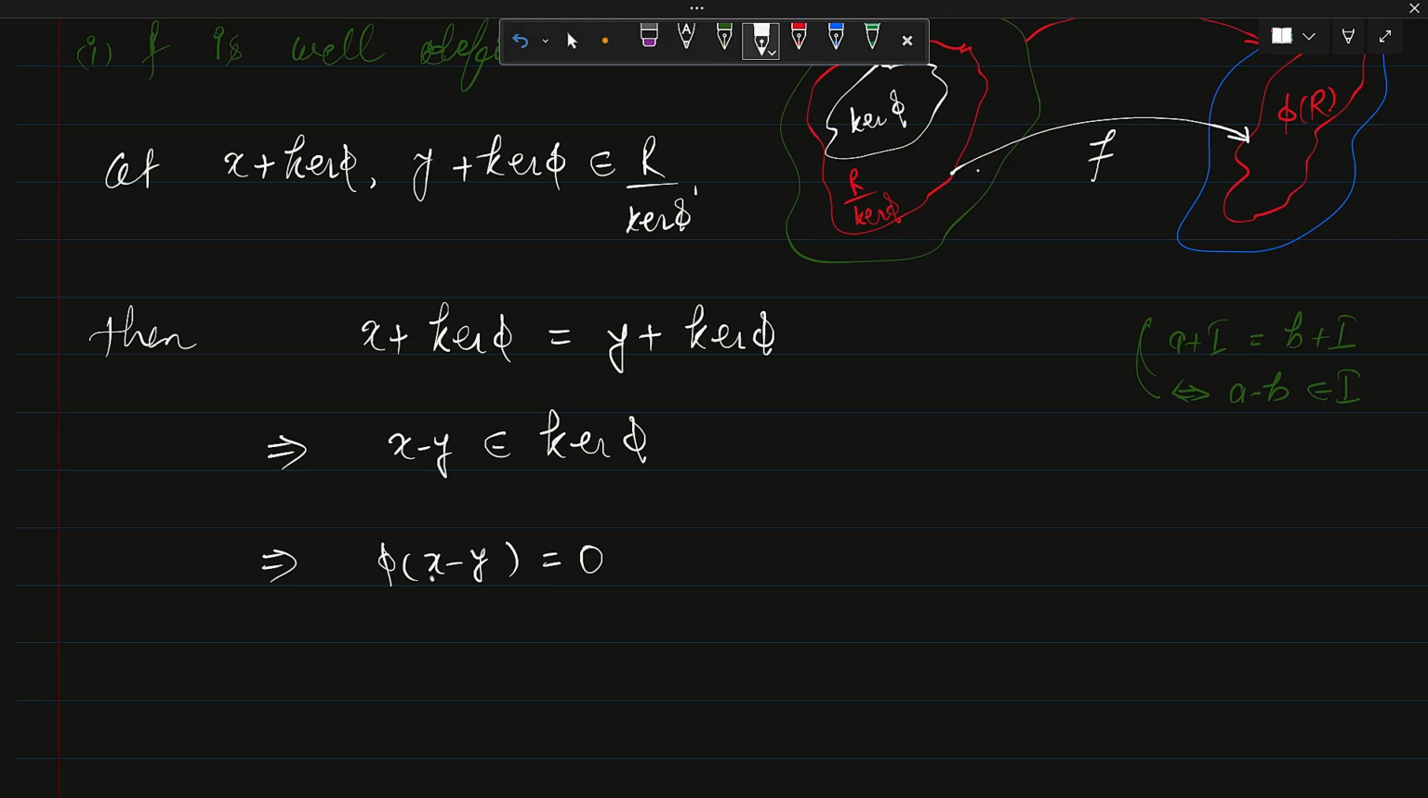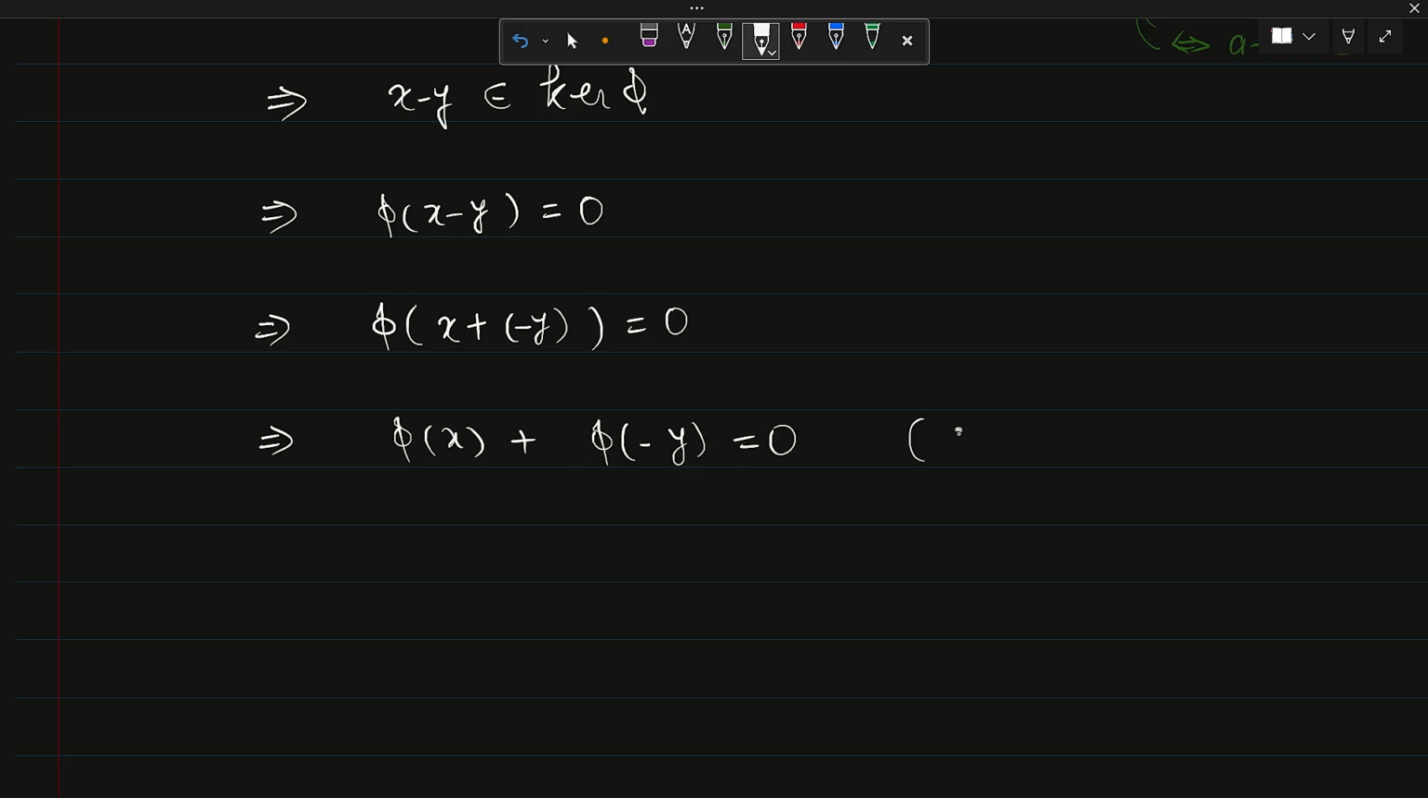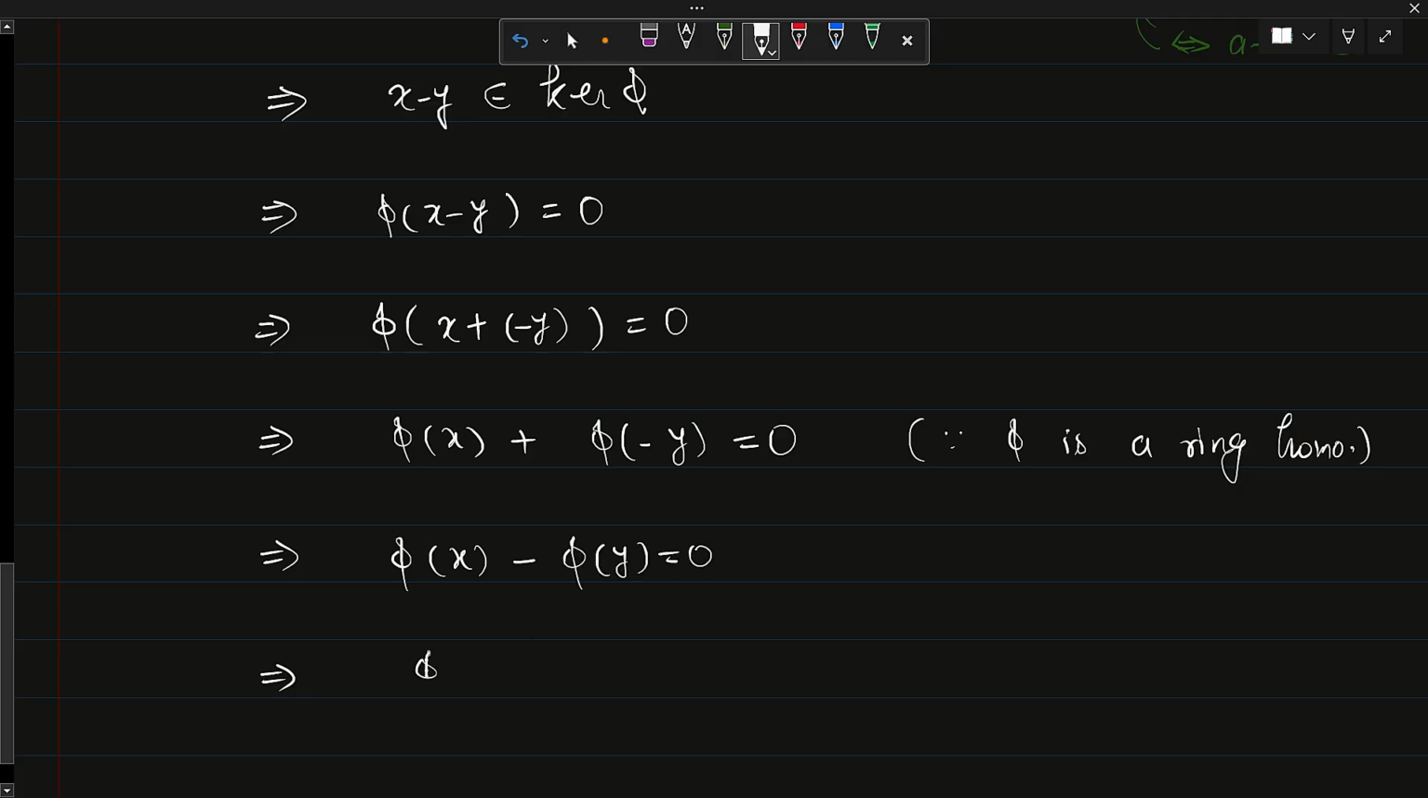Now we know that this phi is a ring homomorphism, right? So we can write this is the same as phi of x plus (minus y) is equal to 0, and this implies that phi of x plus phi of minus y is equal to 0. Why are we able to write this? Since phi is a ring homomorphism, right? And from this we can say this is implying phi of x minus phi of y is equal to 0, and this is implying that phi of x is equal to phi of y.